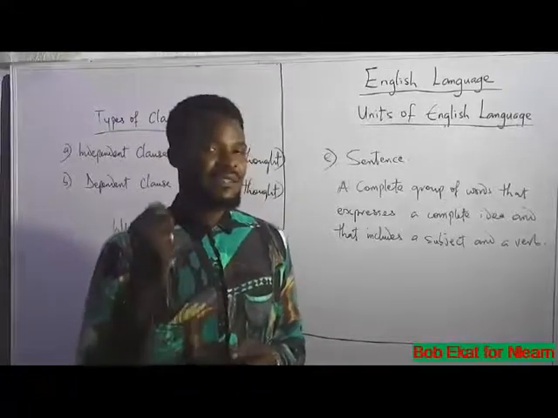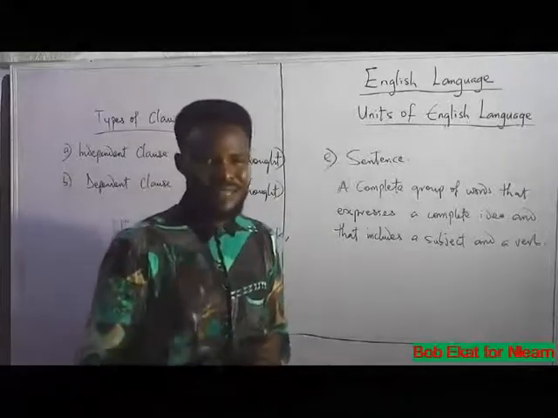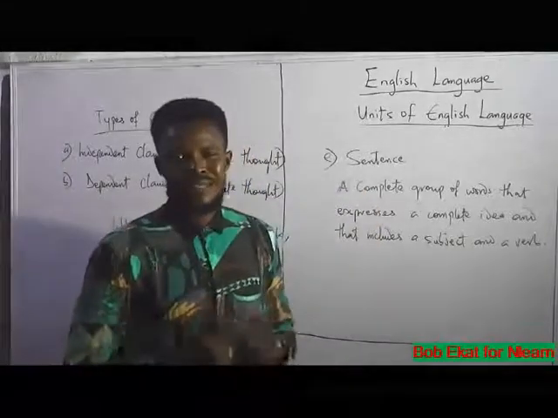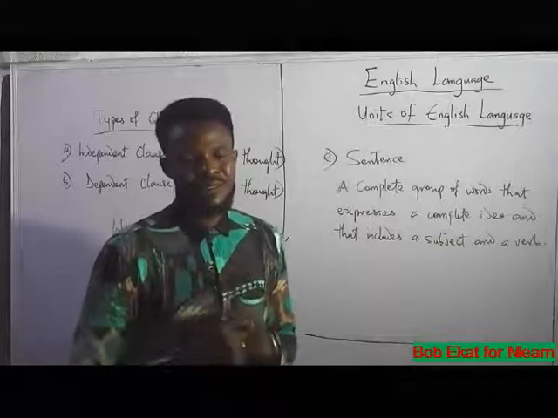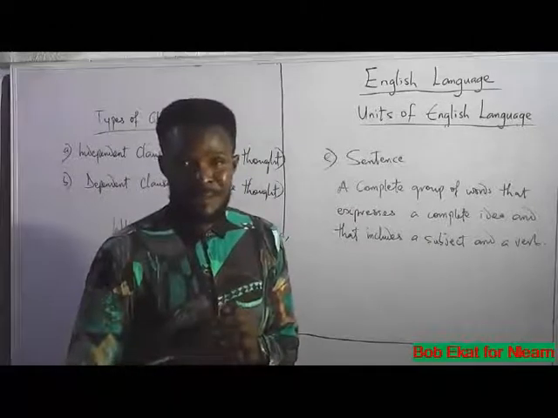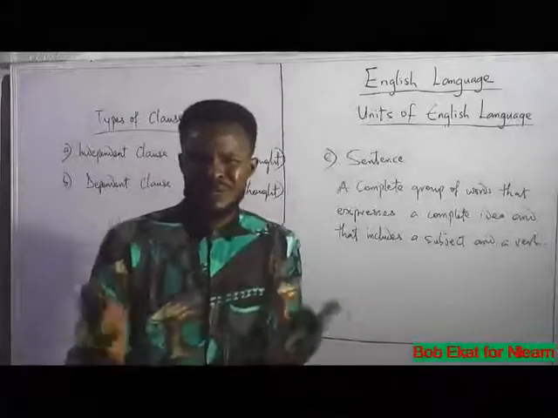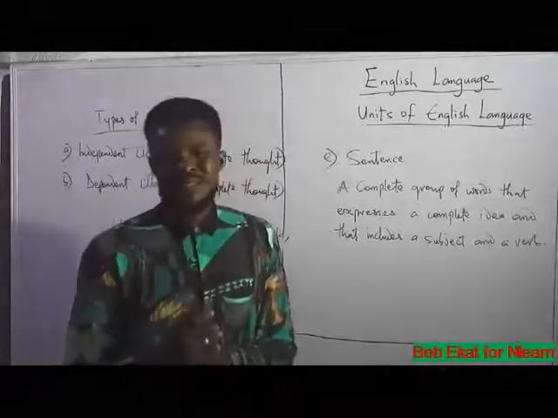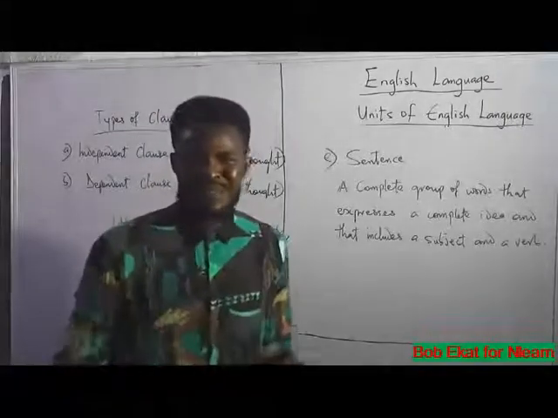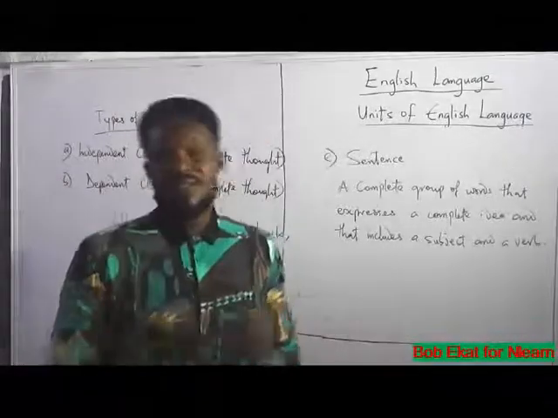Now, let's look at the last unit of English language, which is sentence. To some people, sentence is the most important unit of English language. I don't know why, but it's very important. It is, but then I should say it is just one of the units, because all of the units are important. The letters are important, the syllables are important, the morphemes are important, the phrases, the clauses, they are all important. They all come together to make up the sentence.